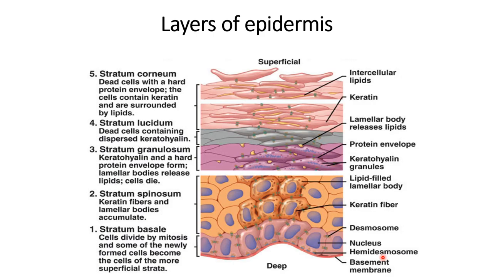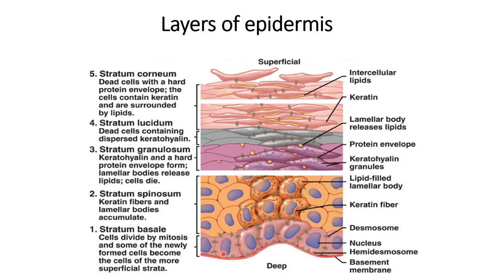Then we come to the layers of the epidermis. As I have told already, the epidermis constitutes 5 layers and 4 cell types. So the layers of the epidermis are stratum basale, stratum spinosum, stratum granulosum, stratum lucidum, and stratum corneum. One by one, when we look at stratum basale, this whole layer is stratum basale.